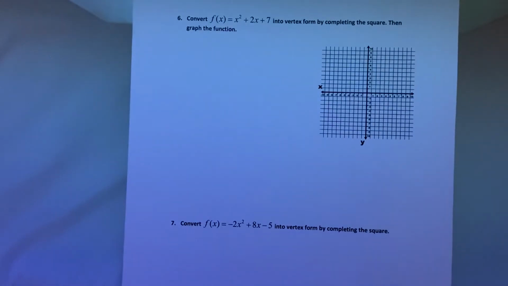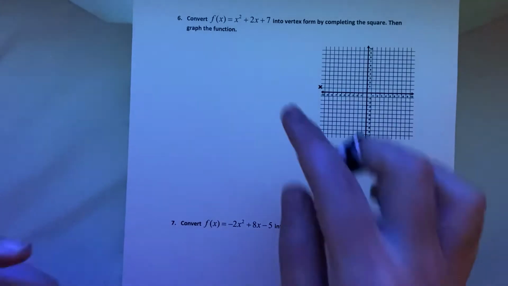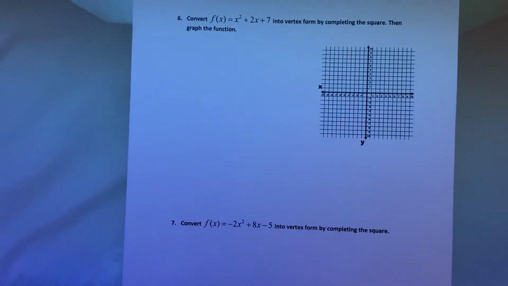Convert into vertex form by completing the square, then graph the function. Now, we can complete the square. There's also a second option. If you are smart with your negative b over 2a, you don't actually need to use completing the square. So if that's something you would prefer to do, you can do it that way. We're going to complete the square this time, and we'll do that on the second problem.